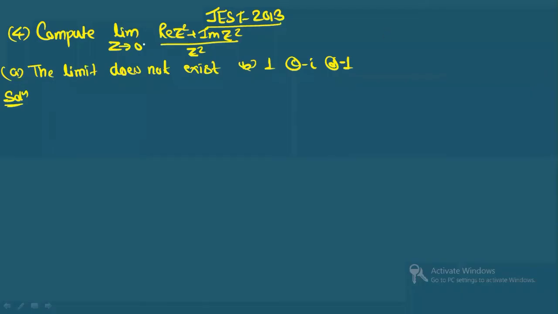It is said, compute limit z tends to 0 of real part of z square plus imaginary part of z square divided by z square. So four options are there. Limit does not exist. Second is 1. Third is minus i. Fourth is minus 1. Now you see, when will the limit exist?